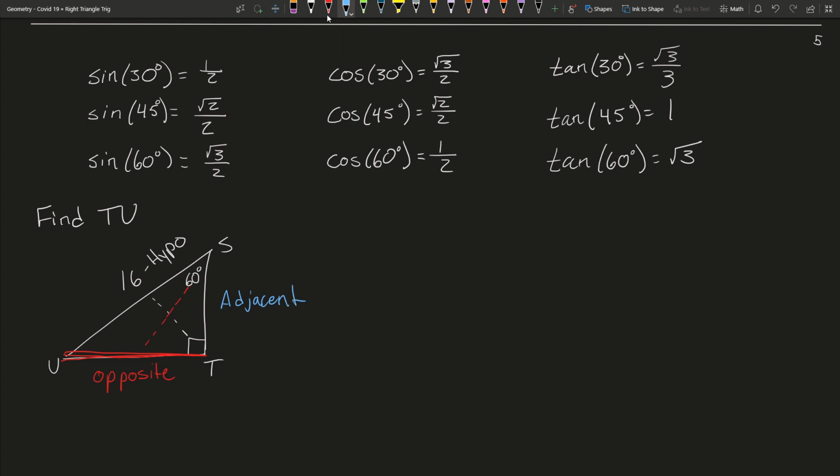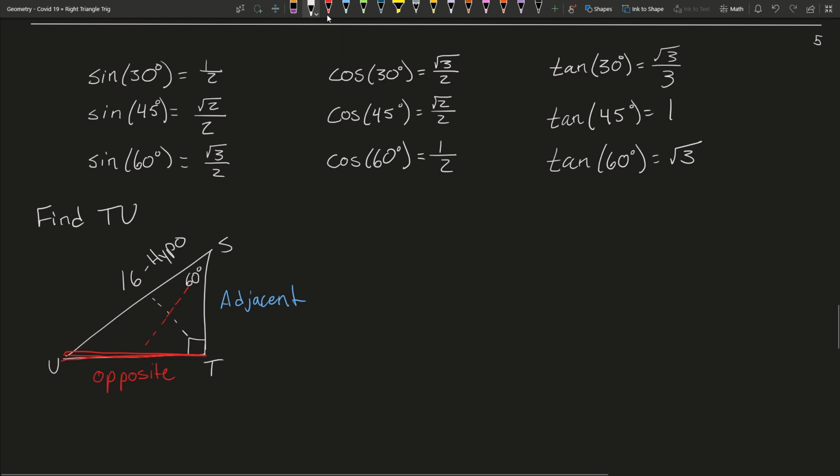So the side opposite the right angle, that's the hypotenuse. The side opposite the angle we're talking about, that's the opposite side. And then the leftover side is the adjacent. Okay, so we're trying to find the opposite side of this triangle.